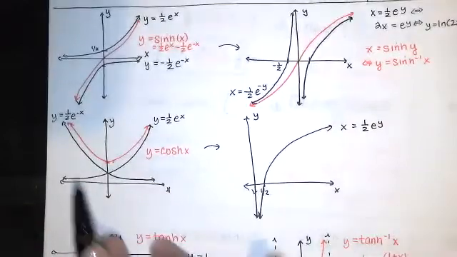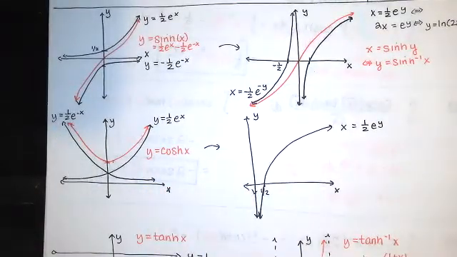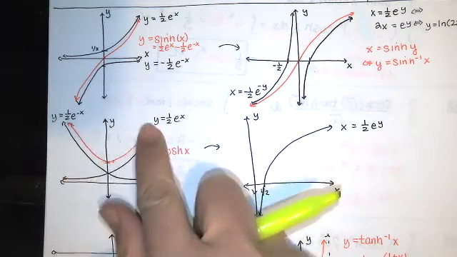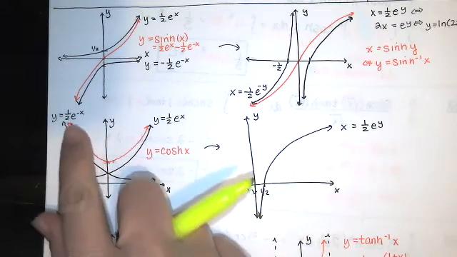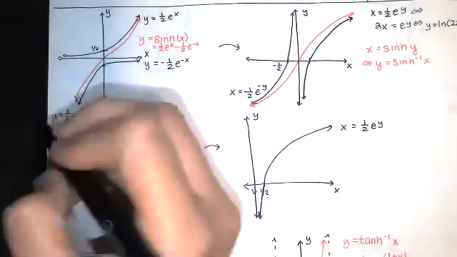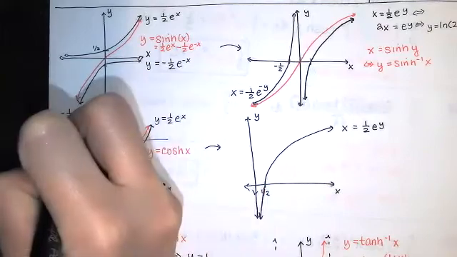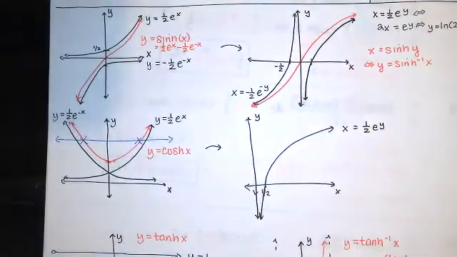Okay, so this is the hyperbolic cosine function. If you prefer, you can call it cosh x. Now, if I want to find an inverse function for this, it's not going to work. It doesn't have an inverse function. You see, it doesn't have an inverse function because that red graph fails the horizontal line test.